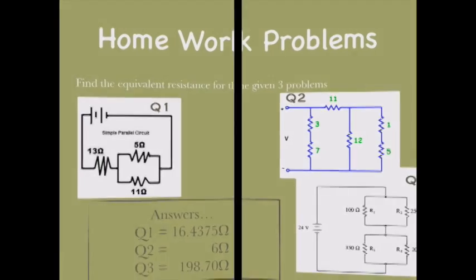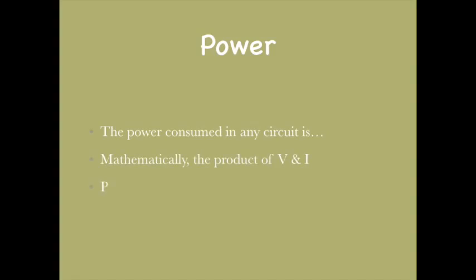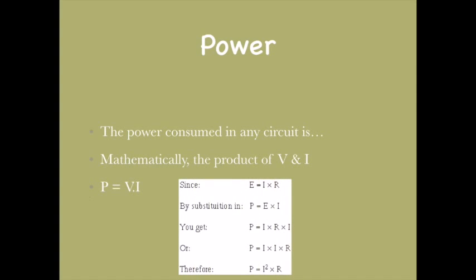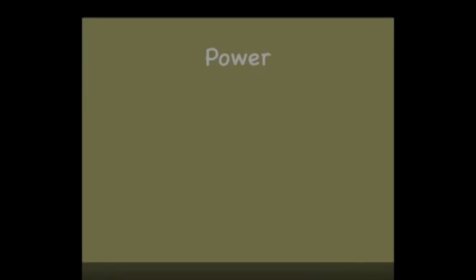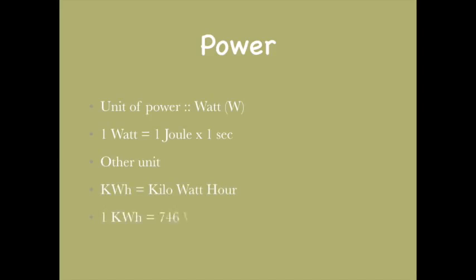Please check them accordingly. Now let's move on to the last part of this lecture, which is power. The power consumed in any circuit mathematically is the product of V and I. Okay? There are many other equations which can be simply obtained by substitution. The unit of power is the watt, W. 1 watt equals 1 joule per second. Another unit of power is the kilowatt hour. 1 kilowatt hour equals 746 watts.